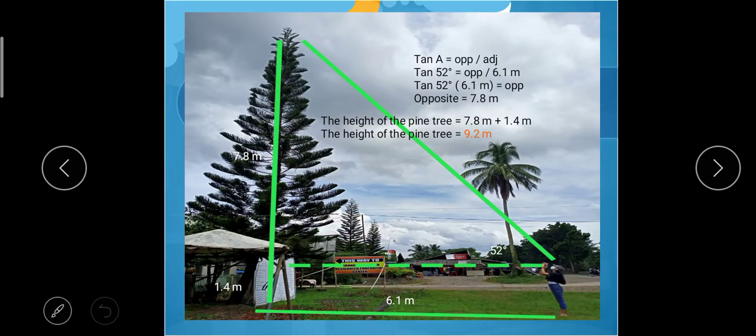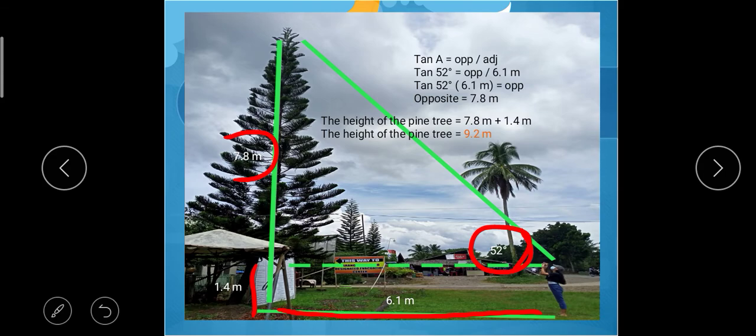So for our last example, we will solve for the height of the pine tree. In order to solve for the height of the pine tree, we have here the angle of elevation 52 degrees using clinometer, and our distance from the pine tree is 6.1 meters. Then the height from the eye of the person to the ground is 1.4 meters. Now how do we get this 7.8 meters? We will use tangent again.